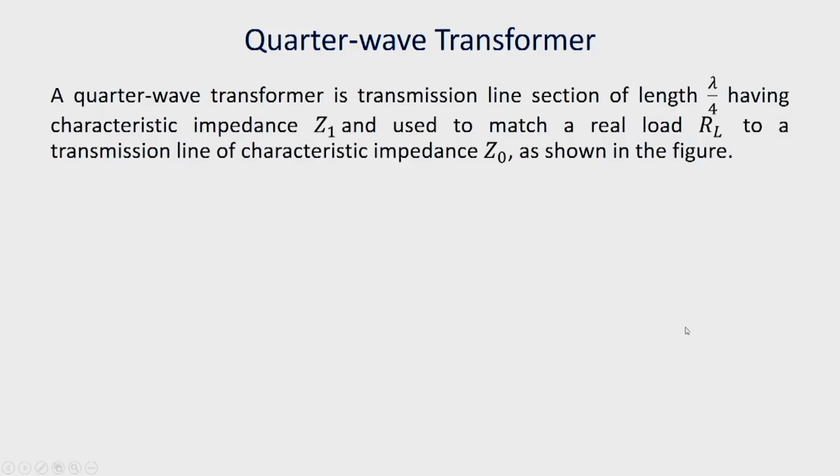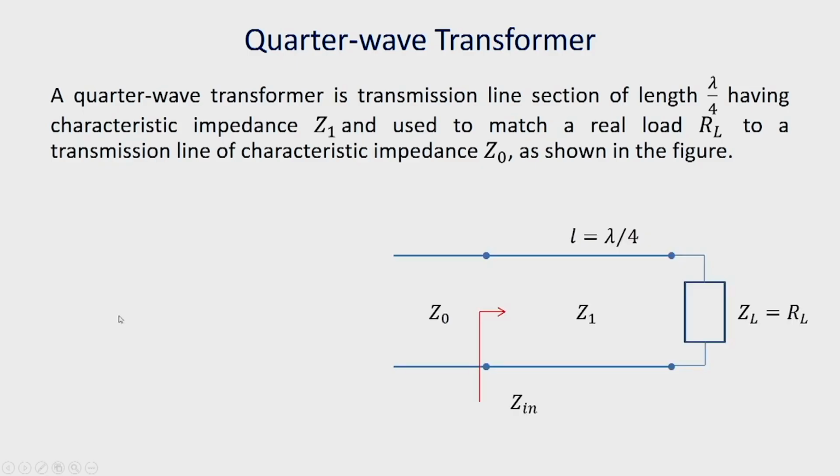Let us now move on to another type of impedance matching network, which is called a quarter wave transformer. A quarter wave transformer is essentially a transmission line section of length lambda by 4, having a characteristic impedance of Z1, and it is used to match a real load RL to a transmission line of characteristic impedance Z0. And we show this arrangement in the figure.